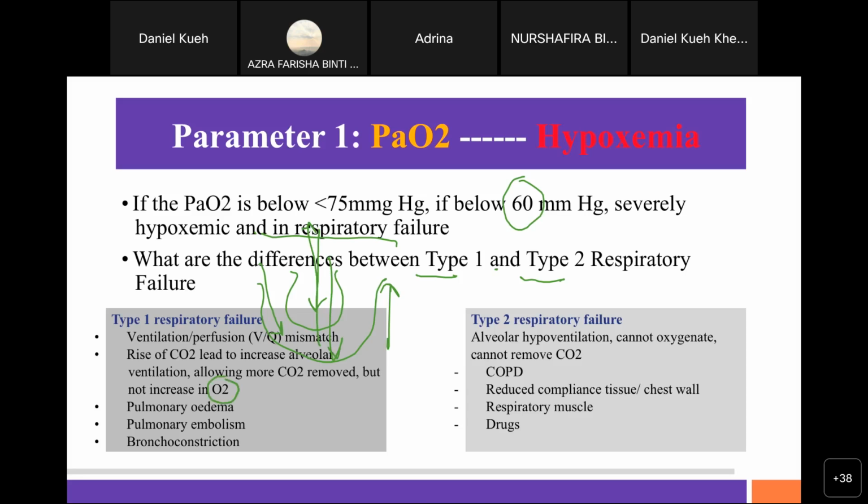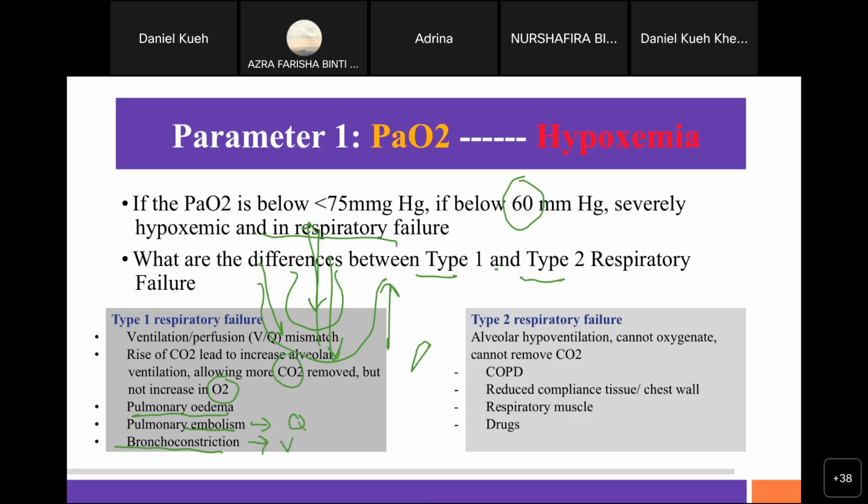This is more physiological, because if you see the dissociation graph and everything that you learned in physiology back then, carbon dioxide and oxygen are different. That's why even if you increase ventilation and allow more CO2 to be removed, it does not mean that you can increase oxygenation of your red blood cell. You see this in cases of pulmonary edema, embolism, bronchoconstriction. Embolism affects your perfusion. Bronchoconstriction affects your ventilation.